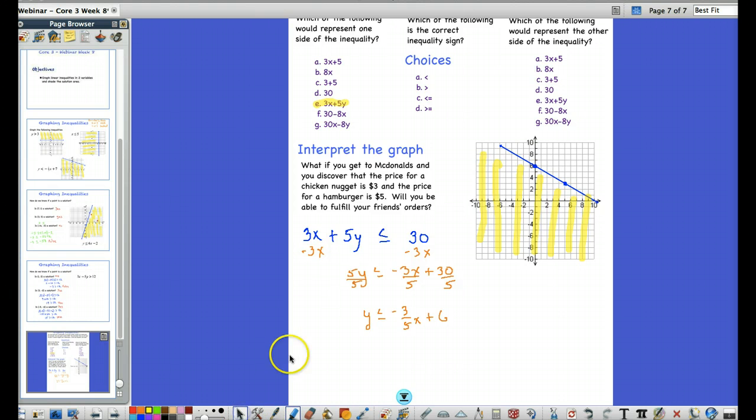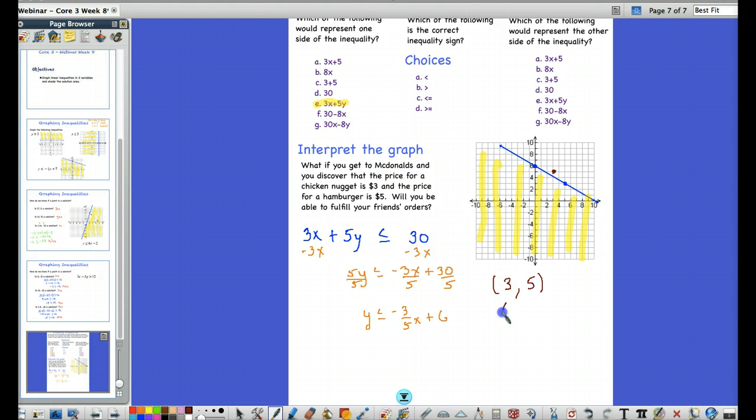So you guys, what does that tell us? What if you get to McDonald's and you discover the price for the chicken nuggets is $3 and the price for the hamburger is $5. So let's make some points here. 3 for my chicken nuggets and 5 for the hamburgers. So let's plot 3, 5. 3 and 5 is right here. Can I afford to buy the chicken nuggets and the hamburgers? No. That point is out here, outside my solution area, so that will not work.